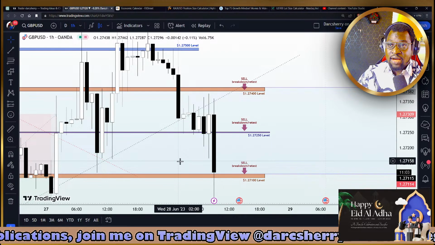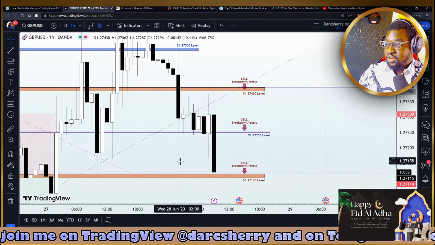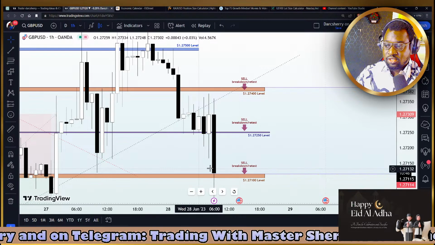And remember, this high impact event will be coming up in about 3 or 4 hours from now, so we might likely be seeing some huge traction before that event happens, and then probably a reversal will happen during or after the event, but I will keep you updated as at when due. So these are my views on the GBP USD for today.